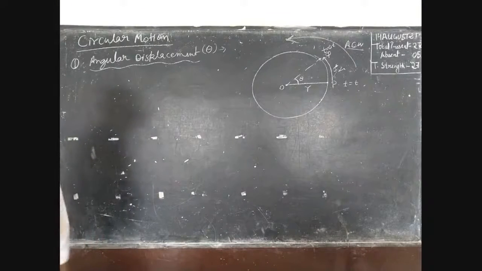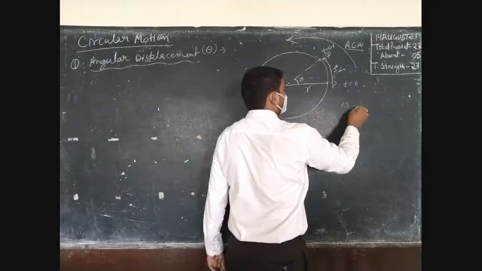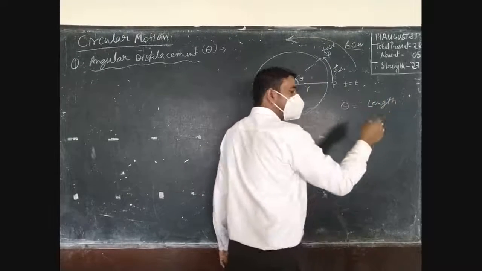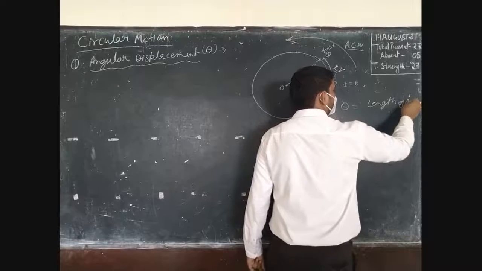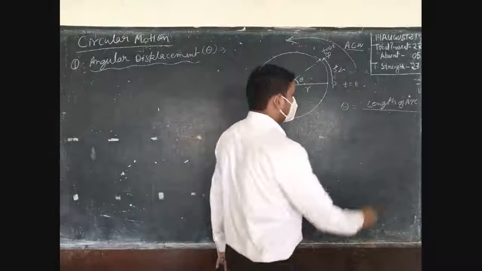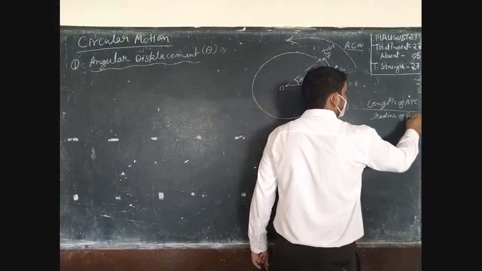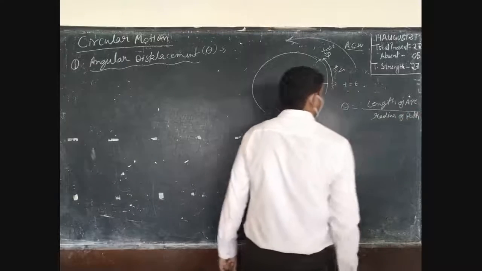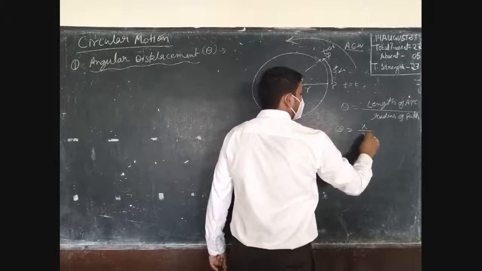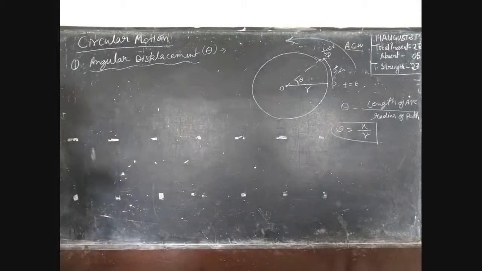As per your previous knowledge, this theta is given by the length of the arc upon the radius of the circular path. That means theta is equal to x upon the radius r. This is the value of angular displacement.